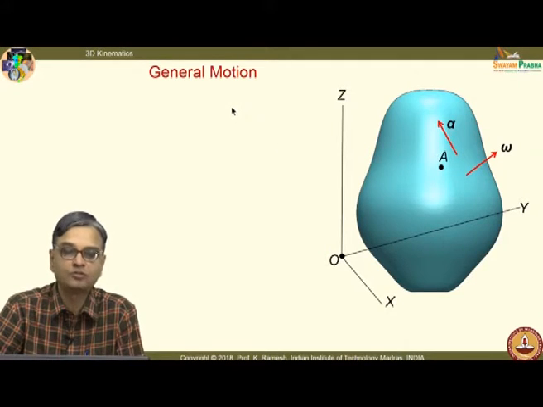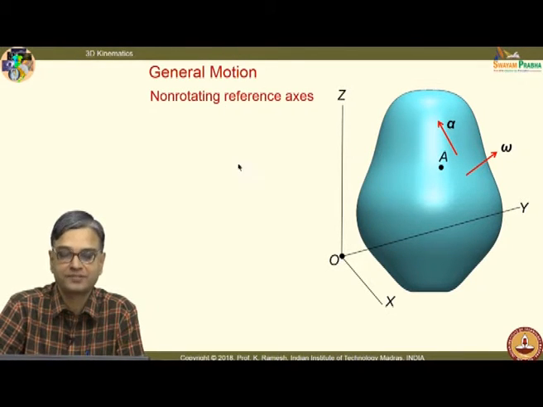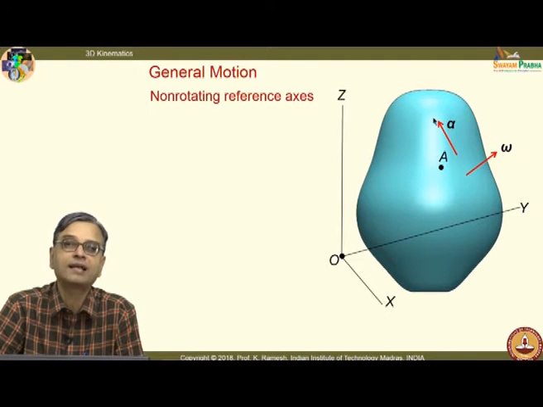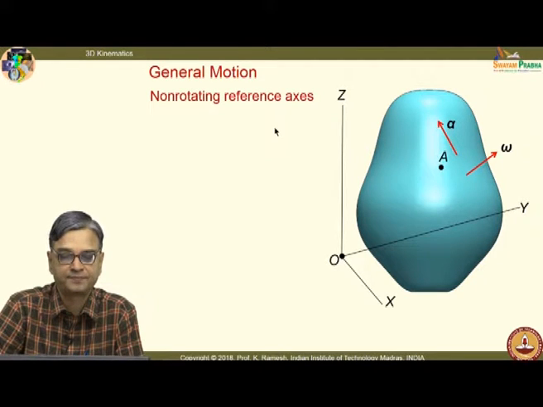So, we move on to general motion, and I am not calling this plane motion. It can be any motion in space, and I have a three-dimensional body. This body has some angular velocity and some angular acceleration. We have never put any restriction on this. And what you need to notice is these could be of different orientations in a three-dimensional problem.